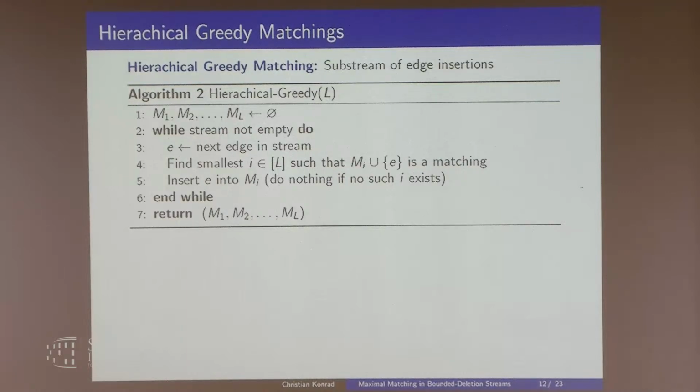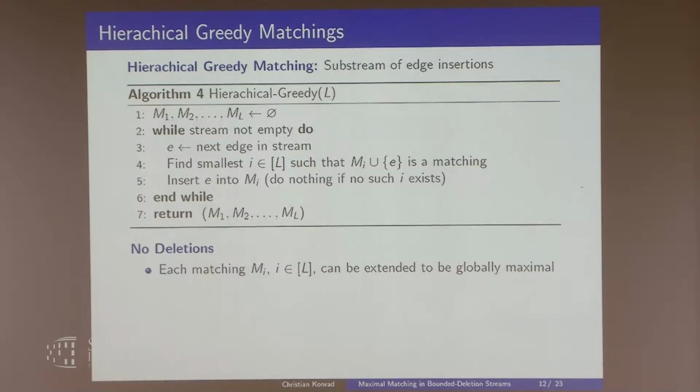Now, what is nice about this structure that we compute is, so you can see this quite nicely if there are no deletions at all. So assume for a second there are no deletions at all. Then you can actually take each of these matchings, Mi, and you can extend it within the structure to be globally maximal. Because as such, Mi wouldn't be maximal for any i. M1 is maximal for sure, because this coincides with the greedy matching. Mi itself wouldn't be maximal. But you can extend it as follows.